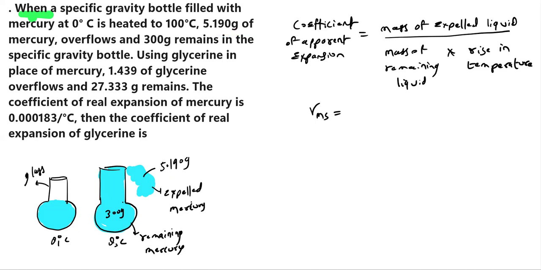We'll directly write the value, 5.190 by mass of remaining liquid, and 300 gram remains in the specific gravity bottle, into some delta T, 100 degrees Celsius. I think solving this will get the gamma. Similarly, again, what is being done? Glycerin is used.